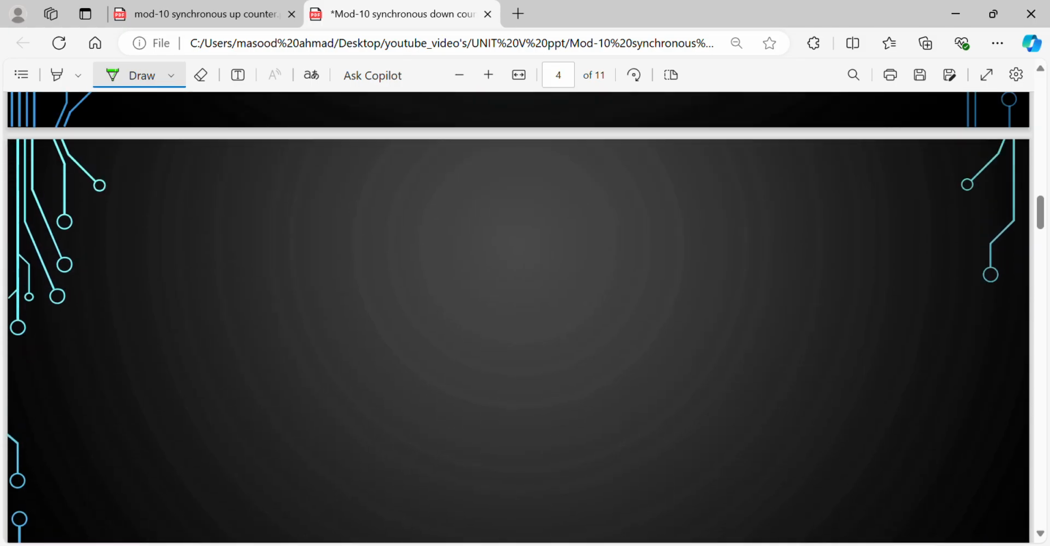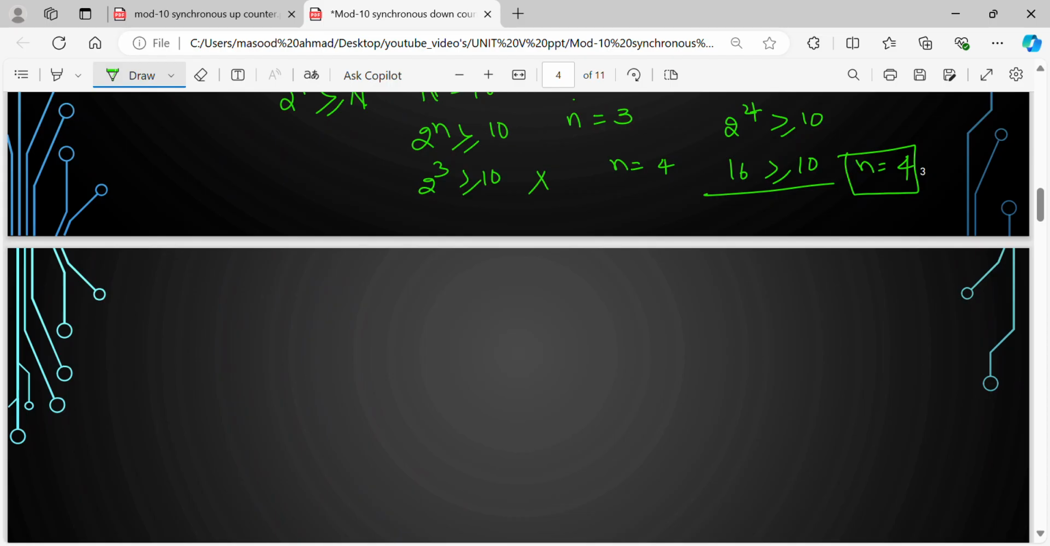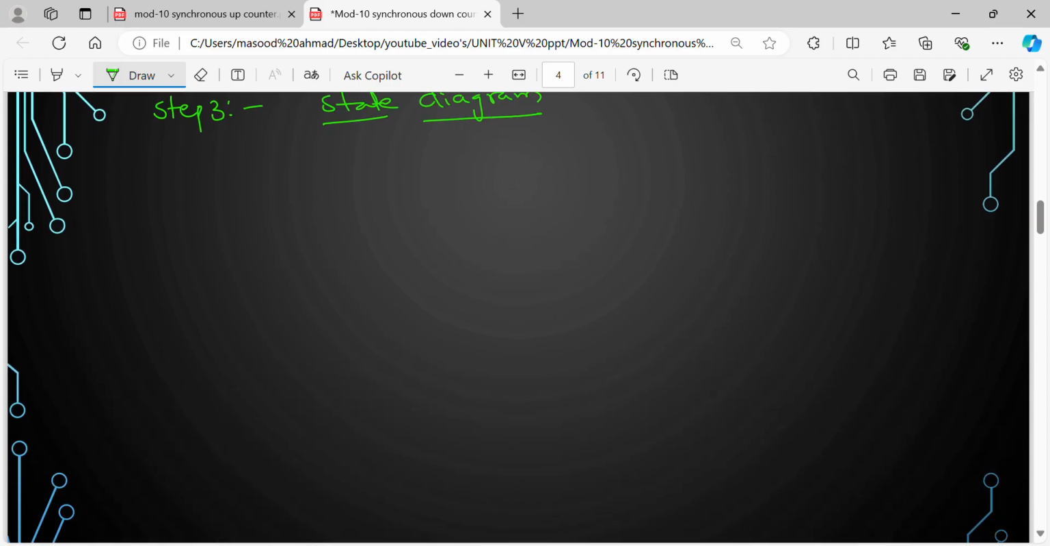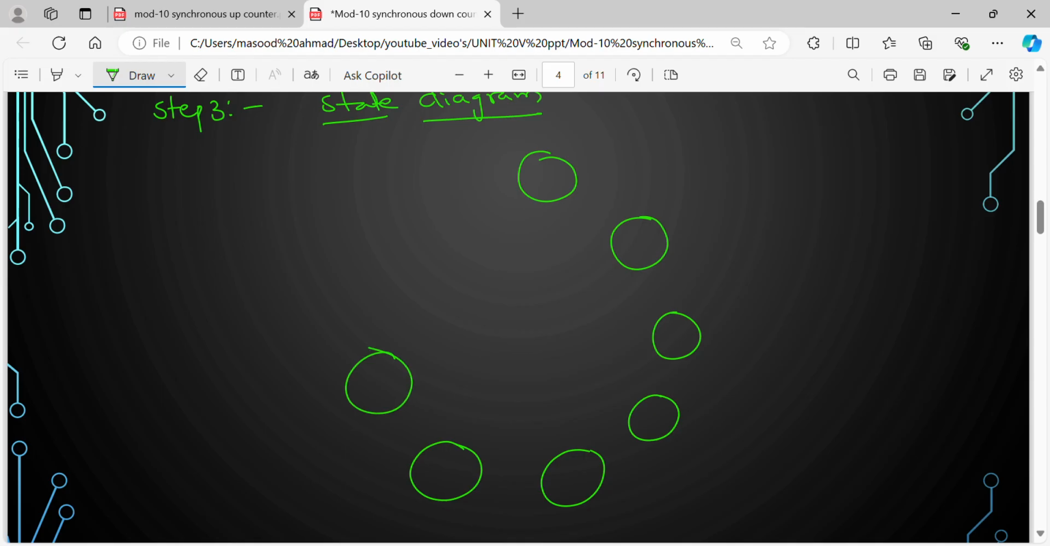Now we have looked at step 1 and step 2. Now I need to look at step 3, which is to draw the state diagram. So how do we draw the state diagram? The state diagram is very simple, wherein we move from one state to another, but it is a countdown sequence. So we will draw this countdown sequence. We will start with 0.